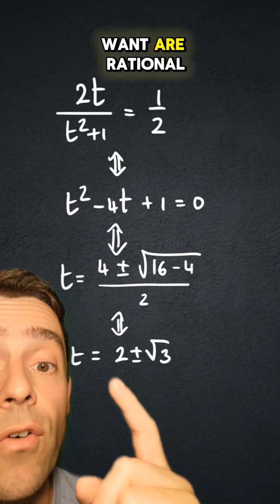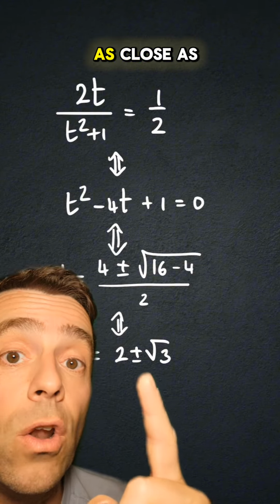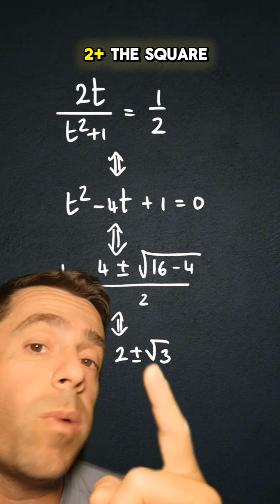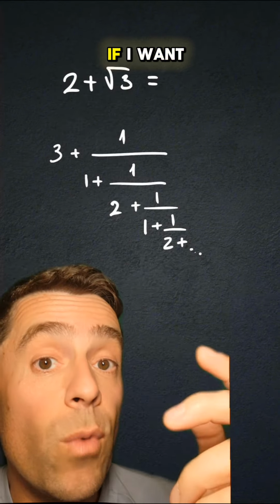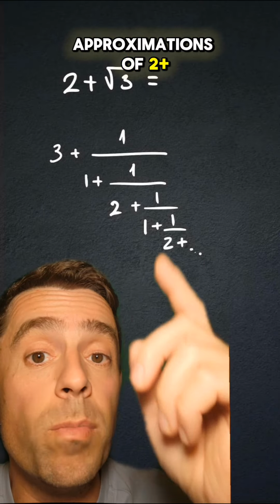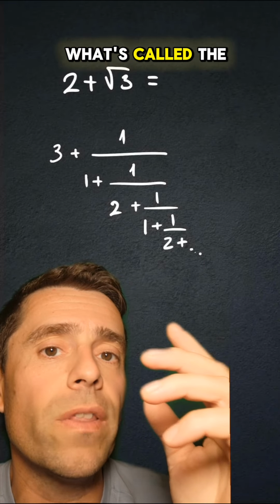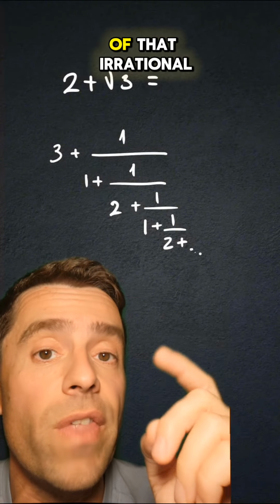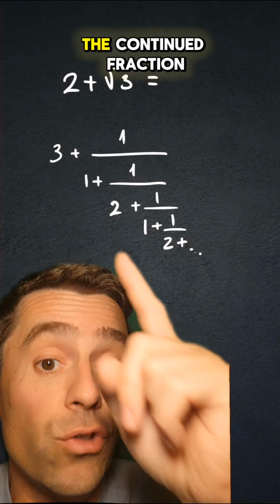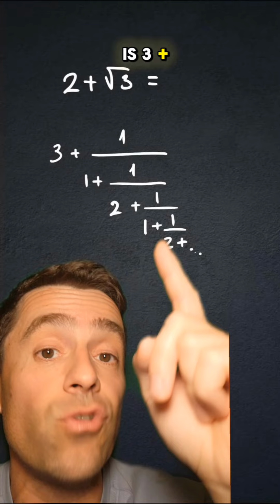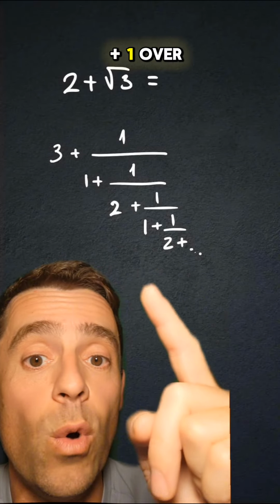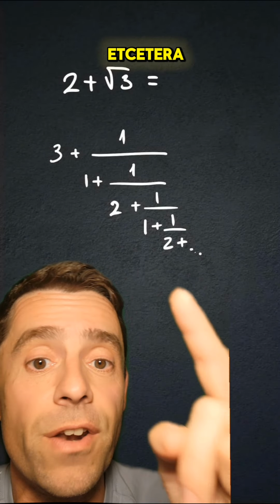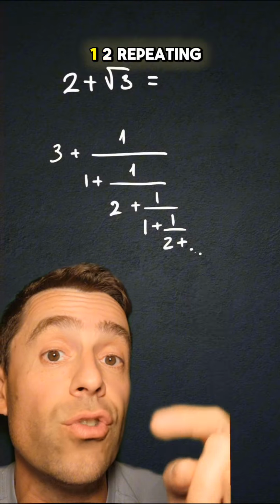Now what I want are rational numbers t that are as close as I want them to be to 2 plus the square root of 3, for example. If I want to find rational approximations of 2 plus the square root of 3, I can use what's called the continued fraction, which is going to give me the best rational approximations of that irrational number. The continued fraction in this case is 3 plus 1 over 1 plus 1 over 2 plus 1 over etc. And then it's 1, 2, 1, 2 repeating.